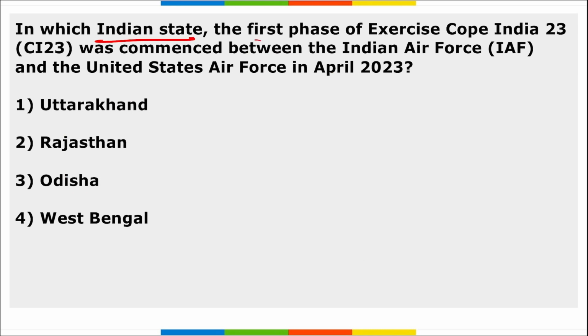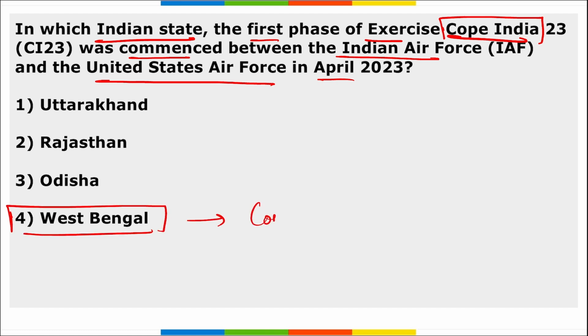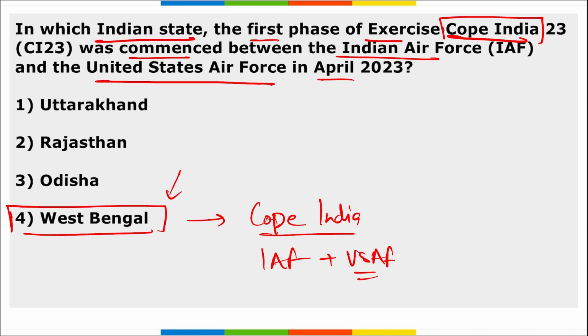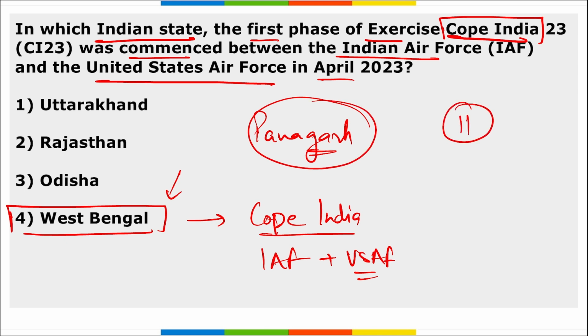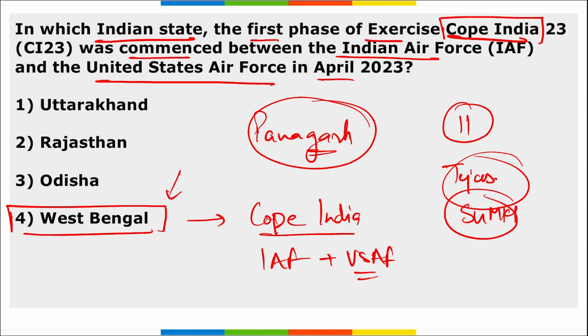Next, in which Indian state was the first phase of exercise Cope India 23 commenced between the Indian Air Force and the United States Air Force in April 2023? This exercise was held in West Bengal. The name of the exercise is Cope India. It was held between the Indian Air Force and the US Air Force, in West Bengal at Panagarh Air Force Base. This was an 11-day long exercise. From the Indian side, Tejas, Sukhoi 30 Mark 1 aircraft all took part in this exercise.